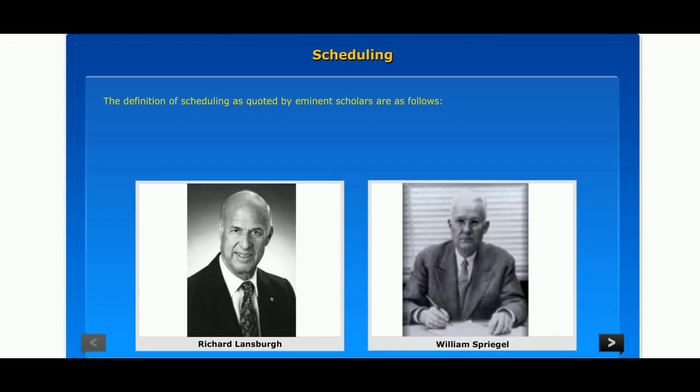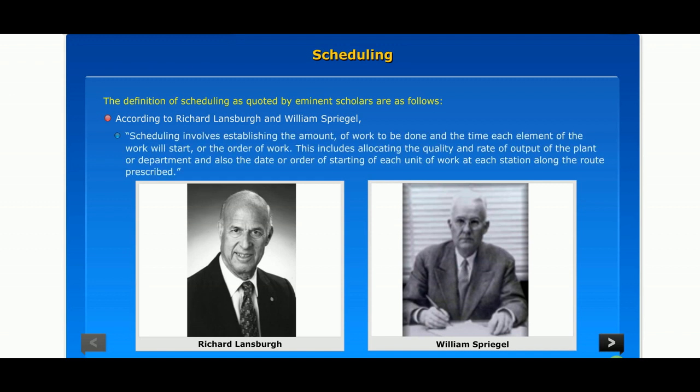Scheduling. The definition of scheduling as quoted by eminent scholars are as follows. According to Richard Landsberg and William Spriegel, scheduling involves establishing the amount of work to be done and the time each element of work will start or the order of work. This includes allocating the quality and rate of output of the plant or department and also the date or order of starting of each unit of work at each station along the route prescribed.